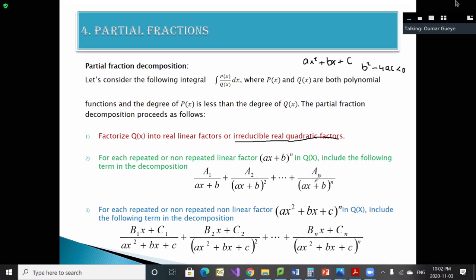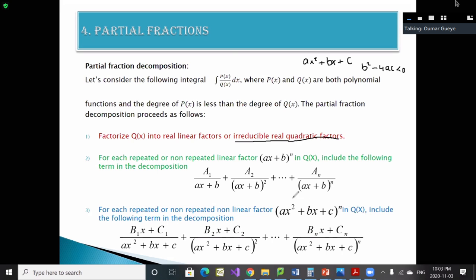The reason we get n terms is that this linear factor is repeated n times, and you repeat this for all linear factors. Now for the quadratic factors: from step 1, after getting your factorization, you will get linear factors and quadratic factors. From each linear factor, you use the second step, and from the quadratic factors, you use exactly the third step.